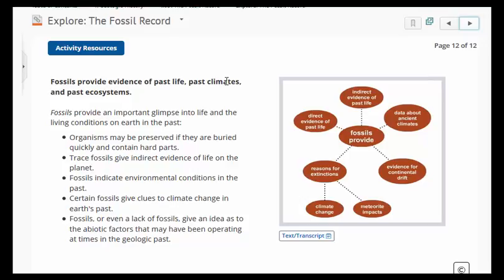And last but not least, we studied the fossil record because it provides evidence of that past life, as well as clues to the past climate, environment, and abiotic factors in an area.